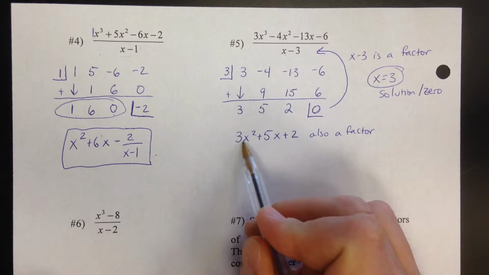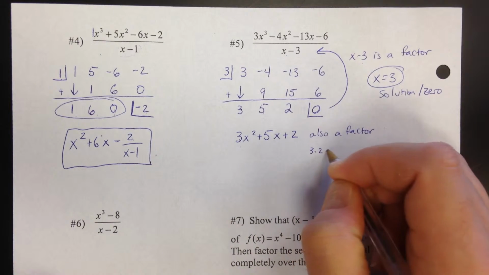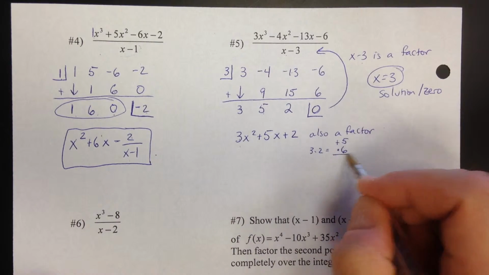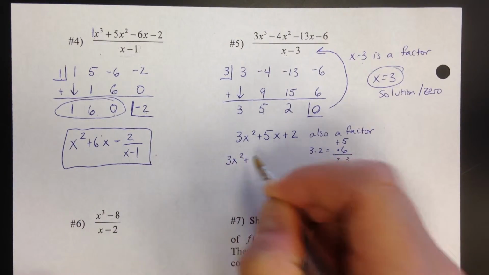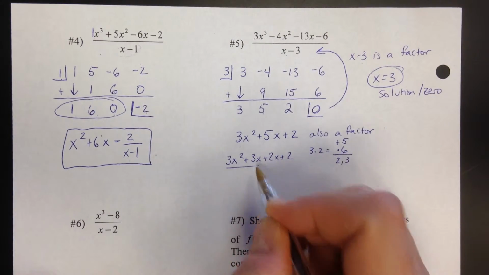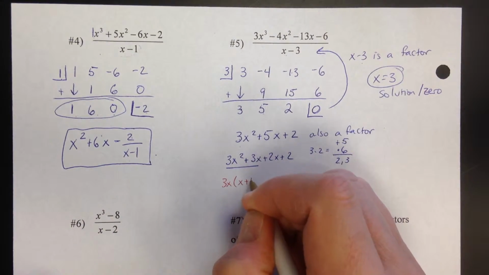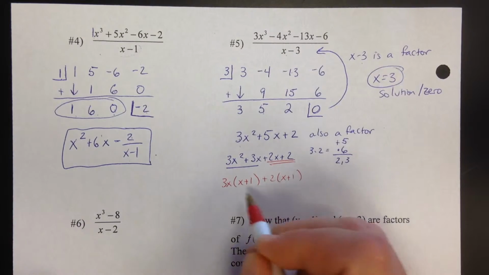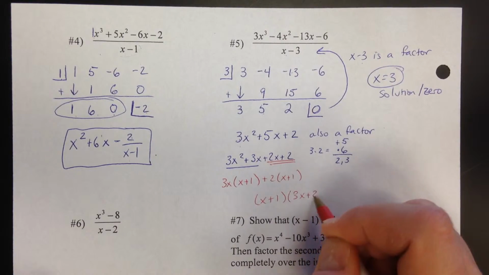Well, we could try to factor by grouping because that's a 3x squared. So I do 3 times 2 on the side, which is 6. So what multiplies to 6 and adds up to 5, which is the middle term? The answer would be 2 and 3. So I've got 3x squared plus 3x plus 2x plus 2. We can factor by grouping. We can factor out the 3x from both of those, which leaves us with x plus 1. And then here we can factor out a 2, which leaves us x plus 1. So both of these have x plus 1. So x plus 1 times 3x plus 2.